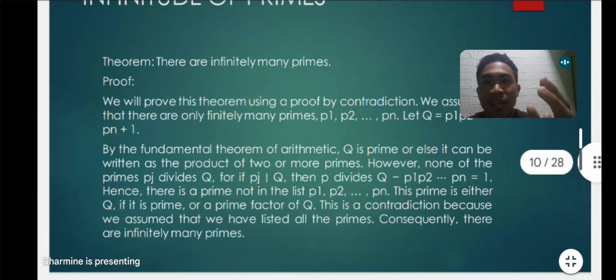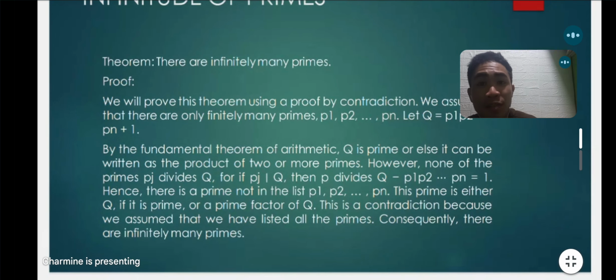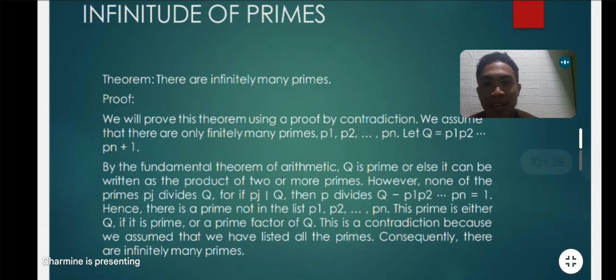However, none of the primes pj divides Q. For if pj divides Q, then pj divides Q minus p1 p2 up to pn, which equals 1. Hence, there is a prime not in the list p1, p2, up to pn. This prime is either Q, if it is prime, or a prime factor of Q. This is a contradiction because we assumed that we had listed all the primes. Consequently, there are infinitely many primes. Next.